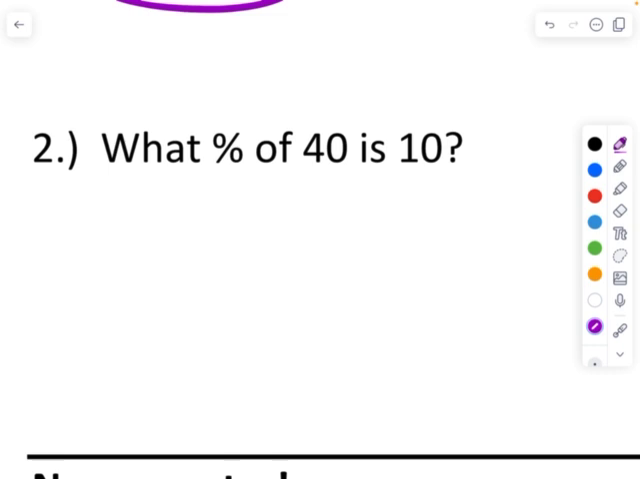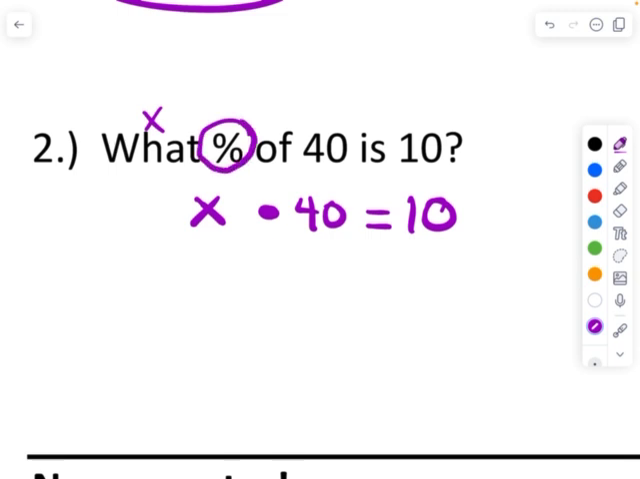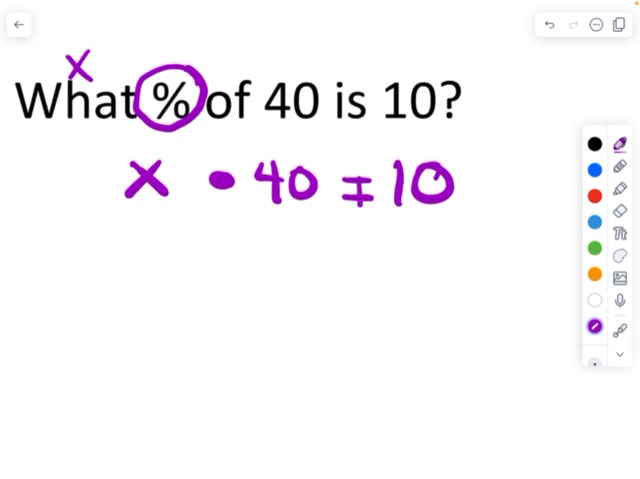All right, let's take a look at number 2. What percent of 40 is 10? So we have some keywords there. Is means equal. Of, multiplication. Okay, 40. See how I'm just plugging these numbers into my percent equation is 10. So what is going to be my x? What percent? So first off, I'm going to write x. X times 40 is 10. But I'm asked for the percent, which we need to keep in mind when we give a final answer.